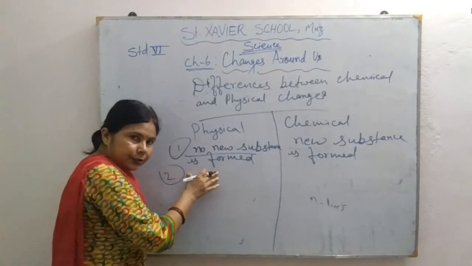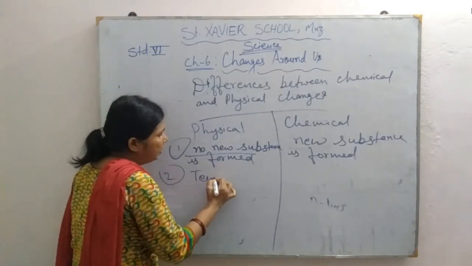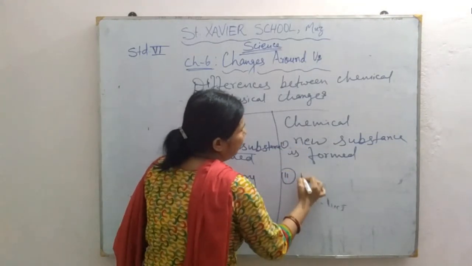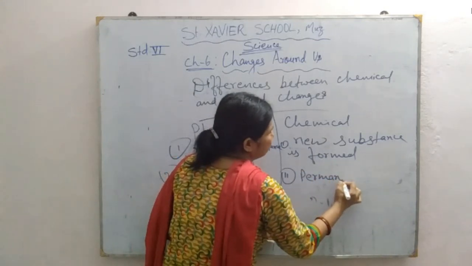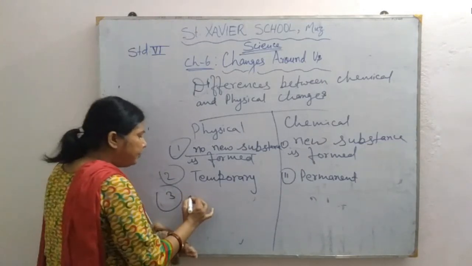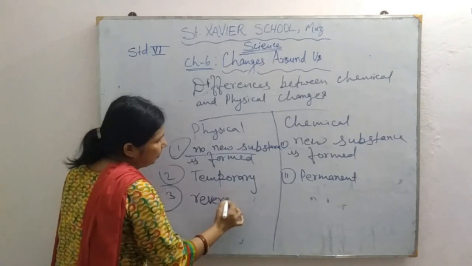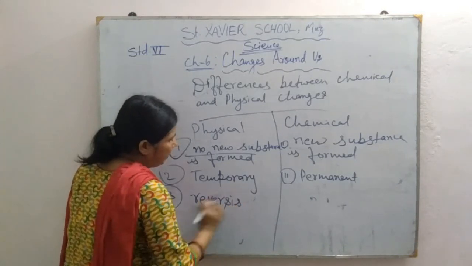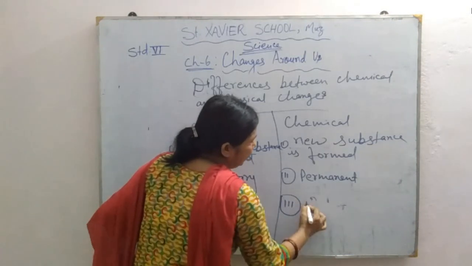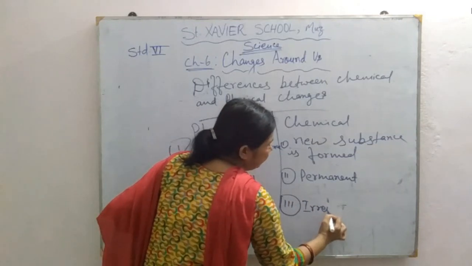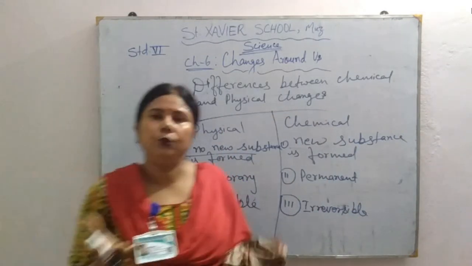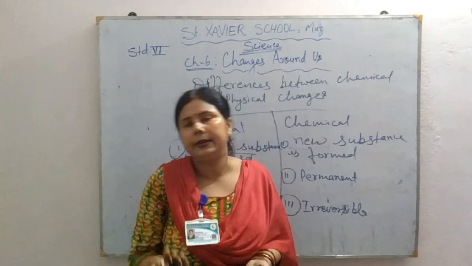Second, physical changes are temporary changes, and chemical changes are permanent changes. In most cases, physical changes are reversible. They can be reversed back, and chemical changes are irreversible. Okay children? Now, I think it is clear to all of you what is physical change and what is chemical change.